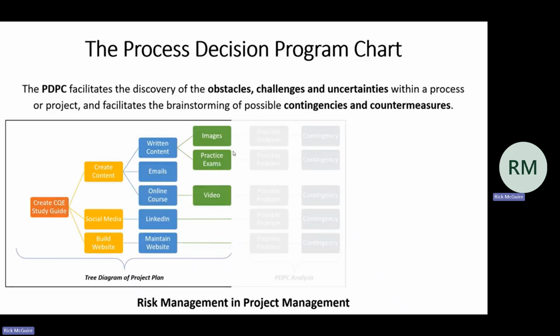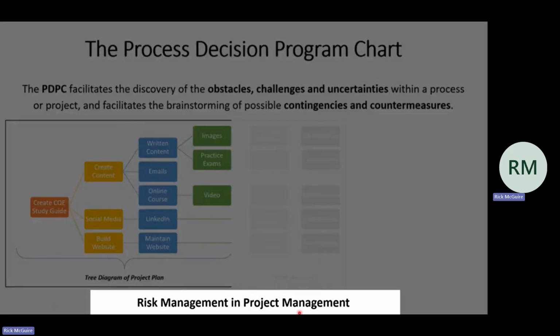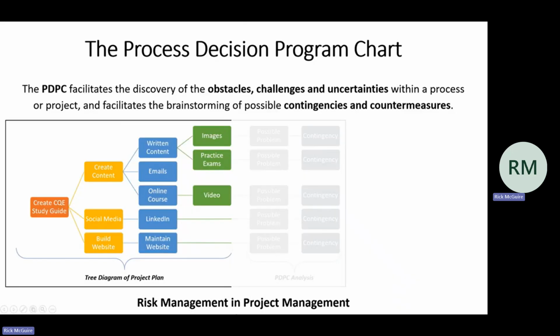Okay, so now it's time to talk about the process decision program chart. So I like this down here. I always like to start down here at the bottom. This tool is risk management in project management. Anytime you're implementing a complex project, there are always going to be risks and challenges and obstacles and uncertainty that comes up along the way that could derail your project.